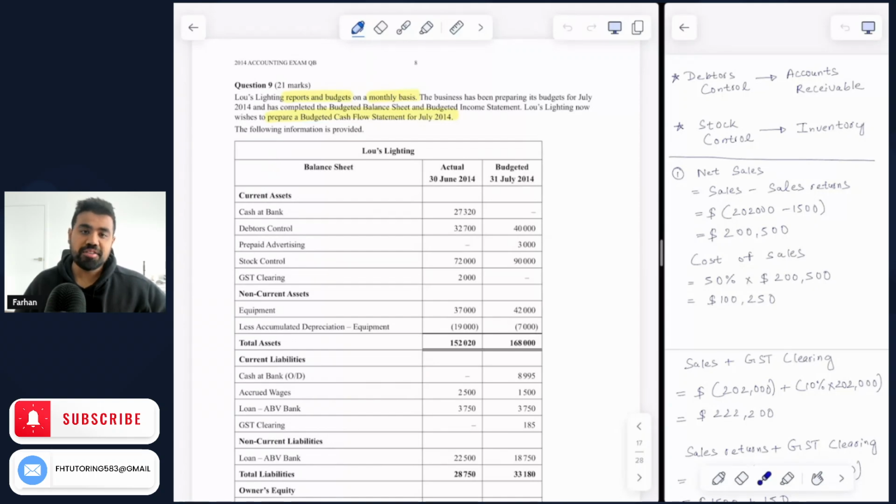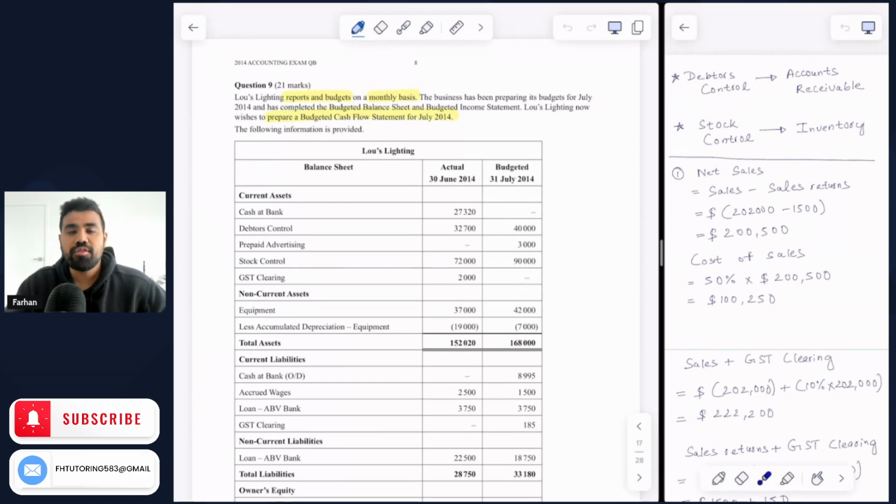My name is Farhan. Today you are going to solve question number 9 from the 2014 past exam. This question requires you to reconstruct the ledger accounts for accounts receivable, inventory, and disposal of equipment. You're also required to prepare the budgeted cash flow statement by using the balance sheet provided for two periods and also the budgeted income statement.